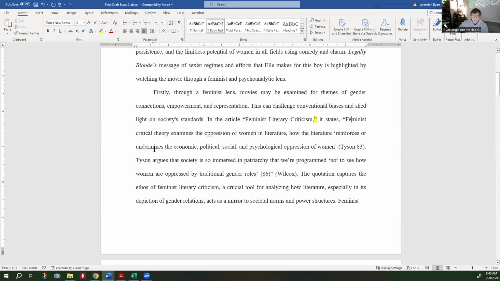It states feminist critical theory examines the oppression of women in literature, how the literature reinforces or undermines economic, political, social, psychological oppression of women. All right, so there's a quote within a quote, which is where we have this single quotation mark. But now the entire quote is finished. You see, the entire quote's finished. So while we have a single quote here at the end of this internal quote, we still have to have the double quotation marks in order to close out the whole quote. So we would need that. Okay. We need that and this.